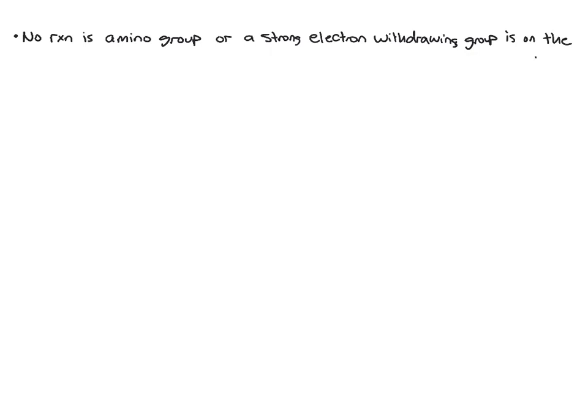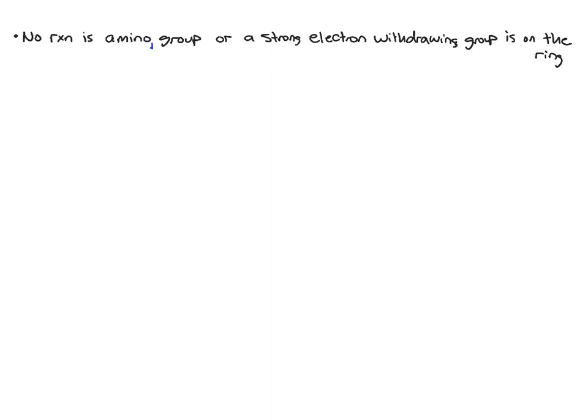The final feature has to do with if you have something other than benzene, like a substituted benzene reacting under a Friedel-Crafts reaction. This reaction is a bit finicky, and certain groups will prevent the Friedel-Crafts reaction from occurring. So there will be no reaction if an amino group is on the ring, or a strong electron-withdrawing group. If either of those are on the ring, the reaction won't take place.